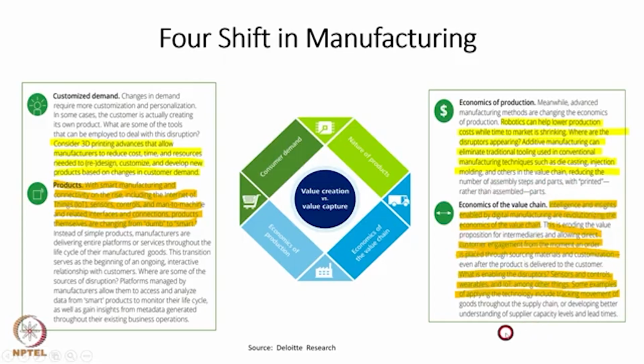The investment and speed in all these operations, supply, manufacturing and logistics, can be improved with the help of technology, which we will be learning in this course. So these are the four shifts which technology is helping for the industry.